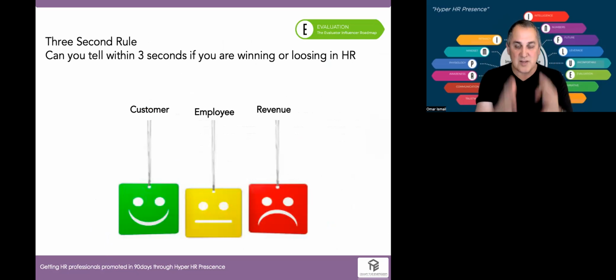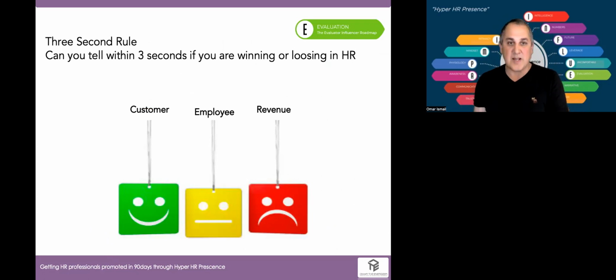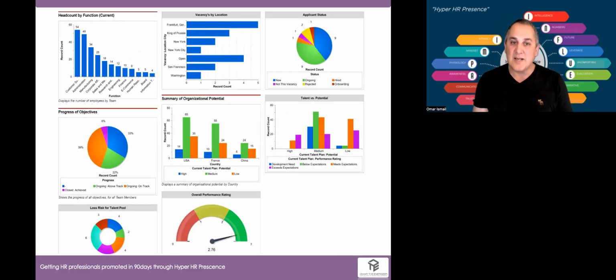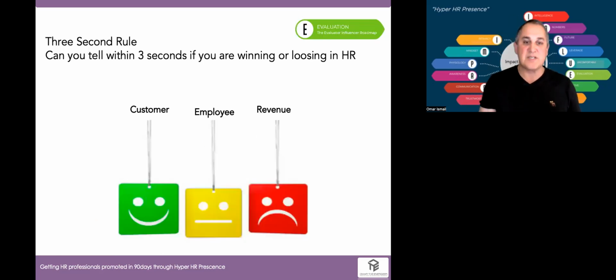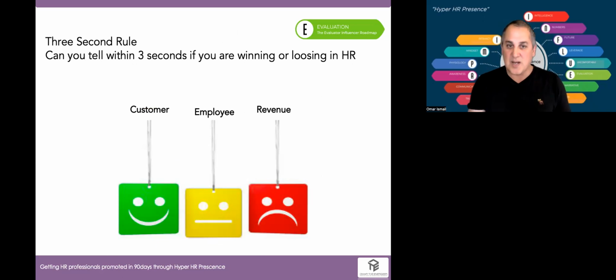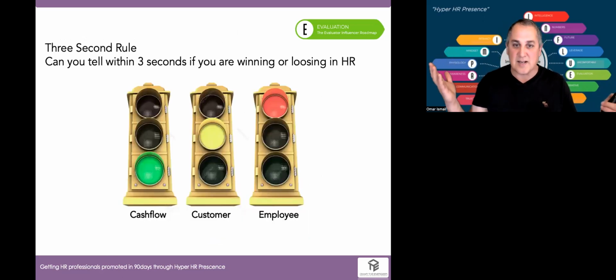I need to know within 3 seconds, am I winning or am I losing? I don't have time to figure this all out and get into lengthy debate. I want it to be compelling. So I want to know in 3 seconds, am I winning or am I losing? Simple. Here, I can look, am I winning in customer? Yes. Am I okay in employee? Yes. Am I losing when it comes to, yeah, you get it, right?